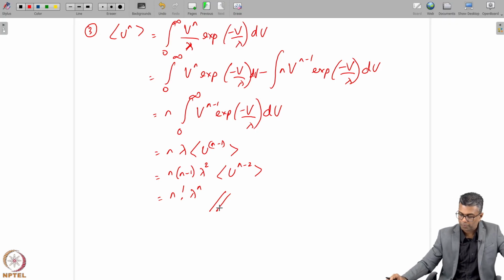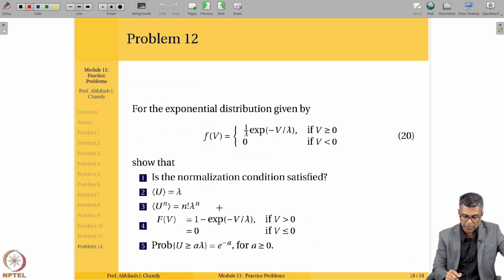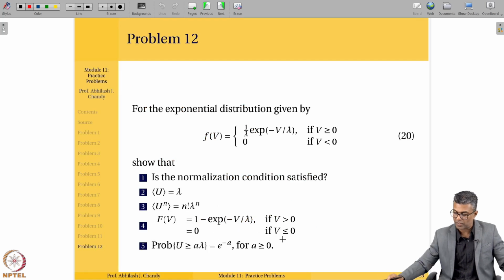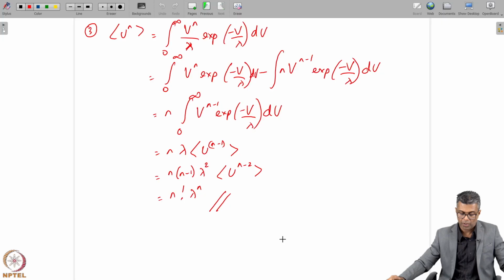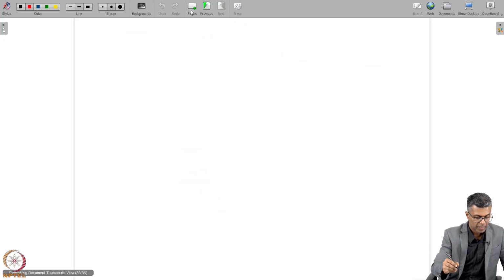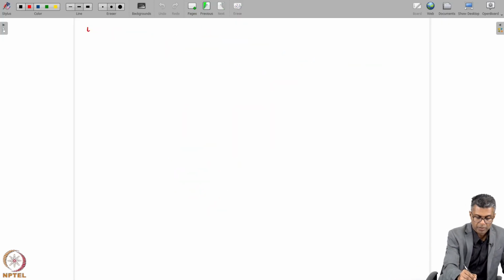Now for the fourth part, which is the CDF, F of v, you need to prove that it is 1 minus exponential of minus v over lambda if v is greater than 0, and 0 if v is less than or equal to 0. Okay, let's see. Remember, this is the fourth part.